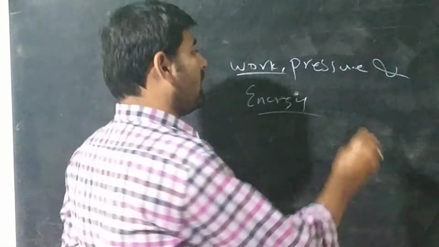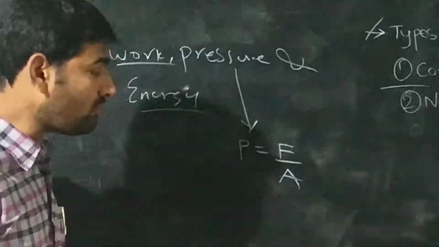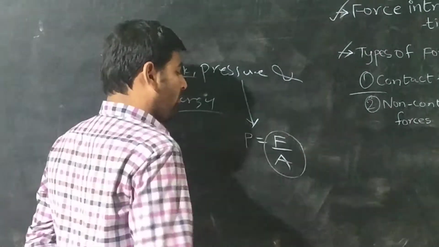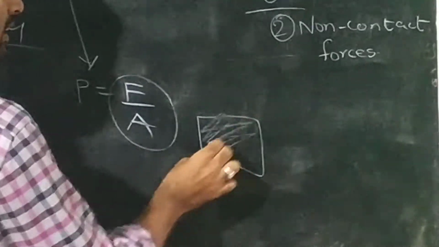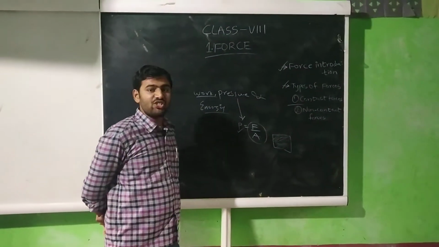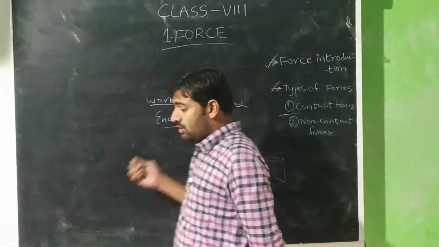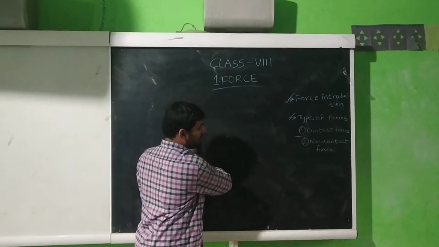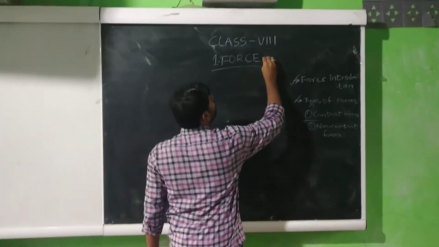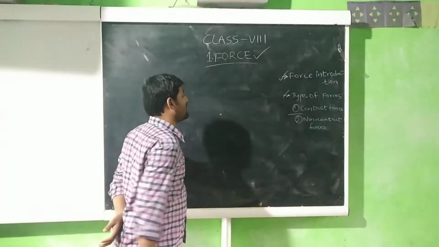You know that pressure is equal to force by area. The force applied, let us take some small area and apply the force on this area. This is known as pressure. Next, energy. The capacity to do work is called energy. You are familiar with these 3 words. In continuation to this, the next word is force. We already discussed what is force. Let us see the types of forces.